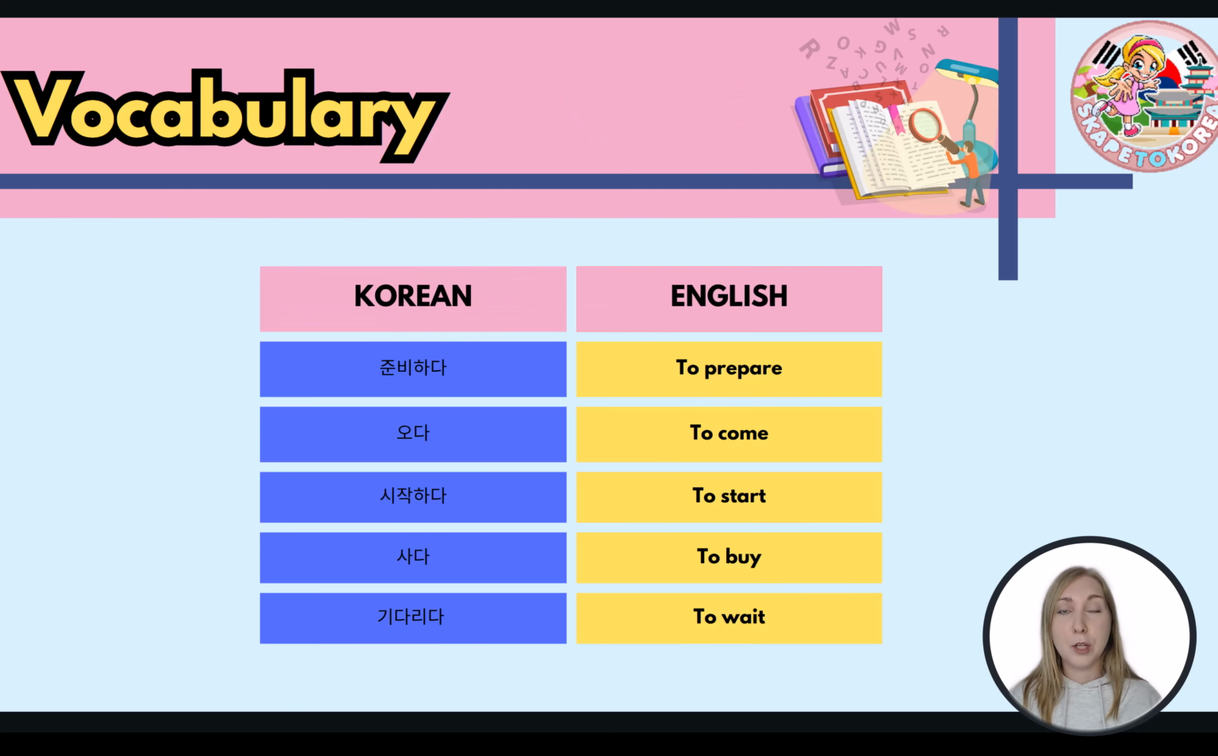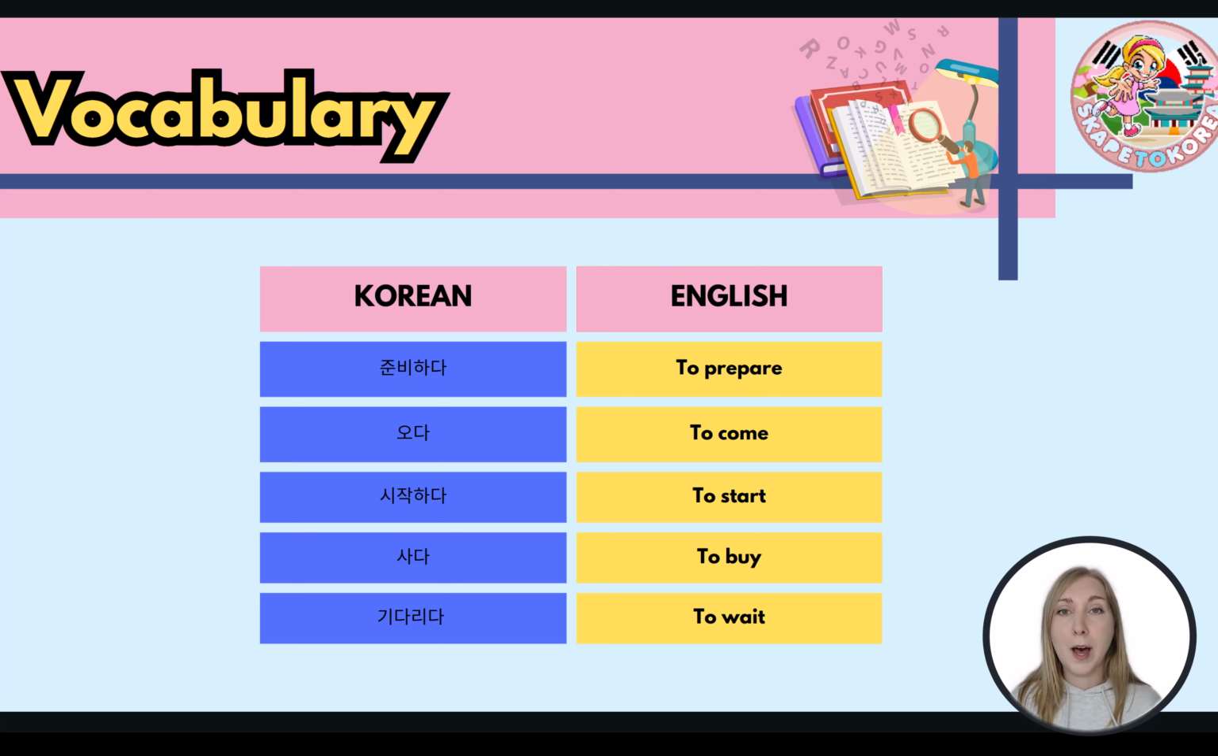Here we have some new vocabulary that you're gonna need in a second. So let's go through them. So 준비하다 is to prepare something, like I'm preparing dinner. 저녁을 준비해요. 오다, to come. 여기 와요. Come here. 여기, here. 와요. Come here. 시작하다, to start. So 수업 시작해요. The class is starting. 수업 is class, 시작해요, start.